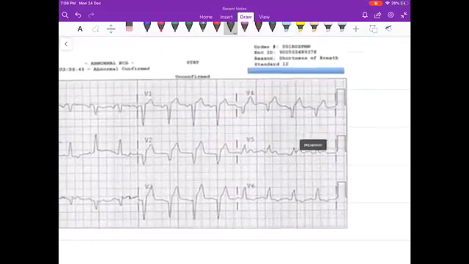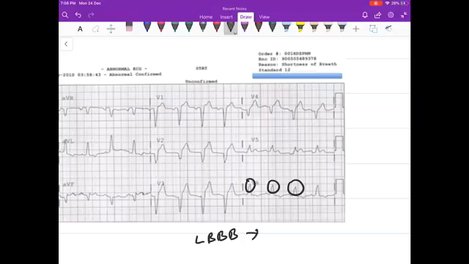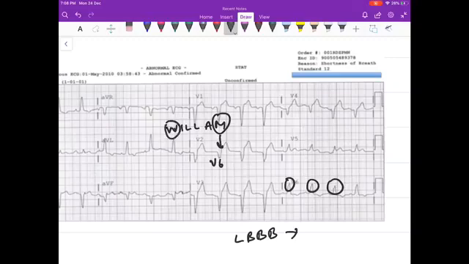What do you see in this ECG, friends? Friends, this is a characteristic ECG of left bundle branch block. So how do you remember it? You remember it with the mnemonic WILLIAM, where M stands for M pattern in V6, and W pattern in V1, and L for left bundle branch block.